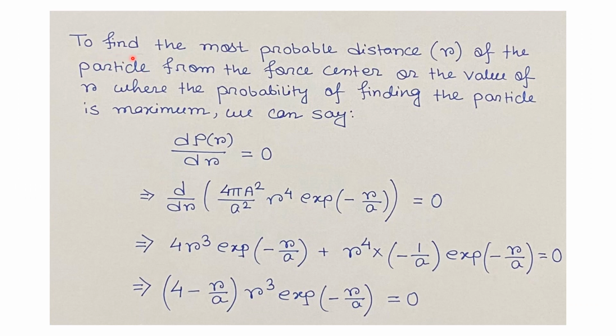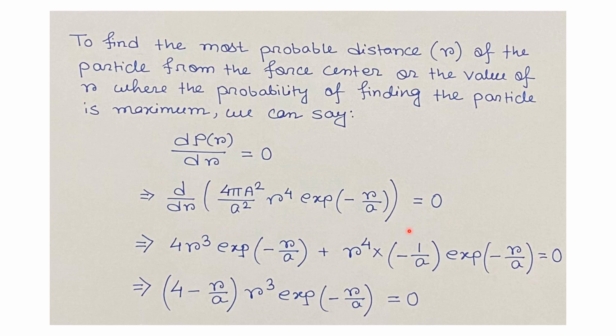To find the most probable distance r of the particle from the force center, or the value of r where the probability of finding the particle is maximum, the derivative of the probability density function P(r) with respect to the position r should be 0. So this will give d/dr of 4π A²/a² r⁴ exp(-r/a) equals 0.